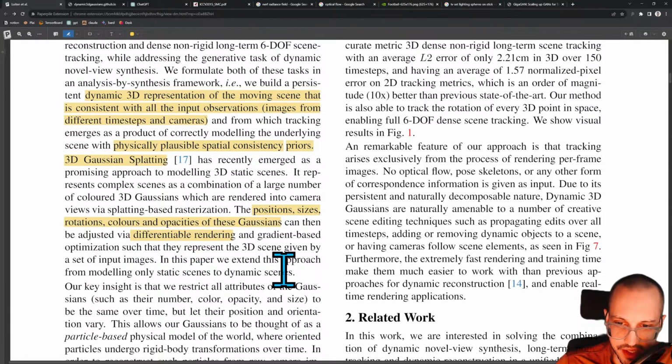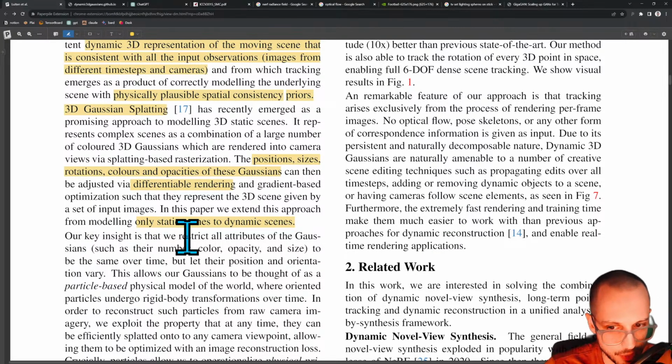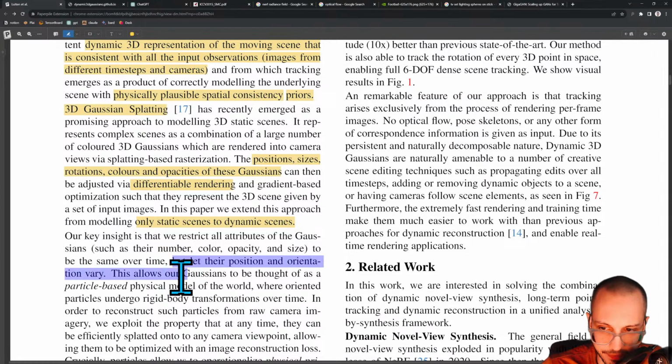In this paper, we extend this approach for modeling only static scenes to dynamic scenes, and this is kind of the big contribution of this paper. Our key insight is that we restrict all attributes of the Gaussians, such as their number, color, opacity, and size, to be the same over time, but let their position and orientation vary. Okay, so this is kind of the key prior or assumption. They're basically going to say, we're going to keep the Gaussians exactly the same, but then we're going to only change their position and orientation.